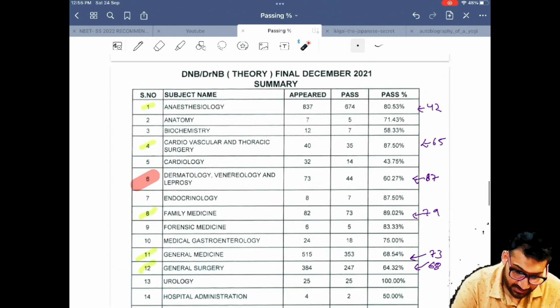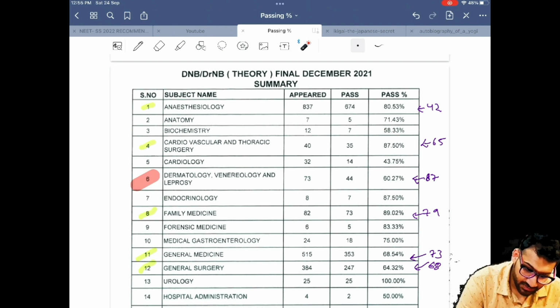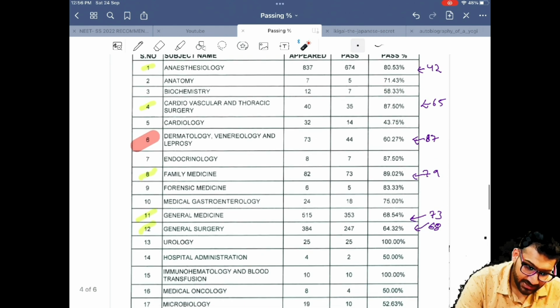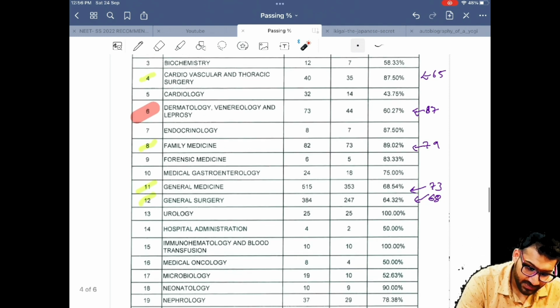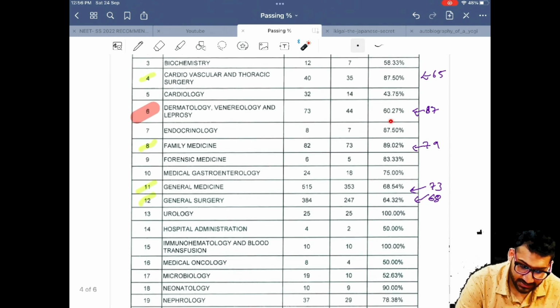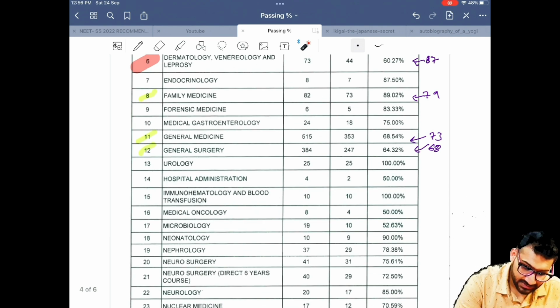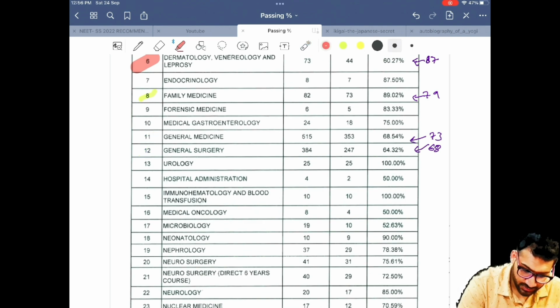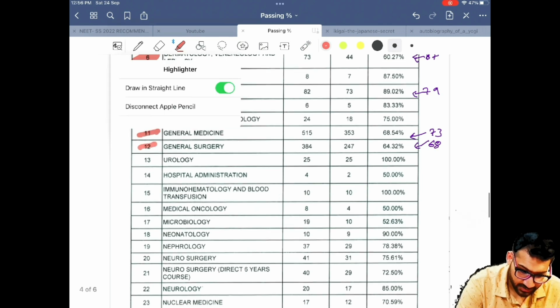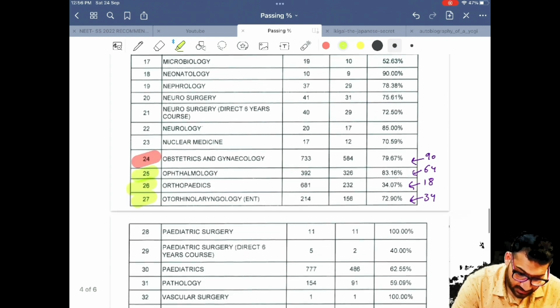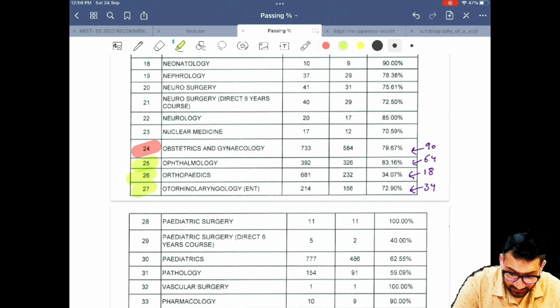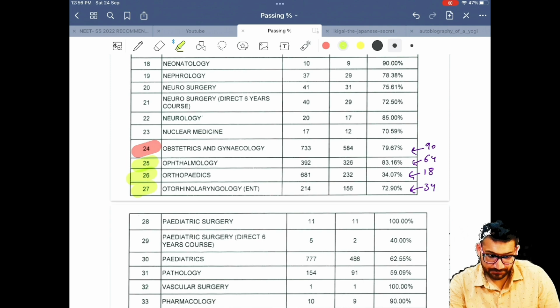So in anesthesia, the passing percentage in theory has increased from 42 to 80%. In thoracic surgery, it has increased from 65 to 87%. In dermatology, it has reduced from 87 to 60.27%. In both general medicine and general surgery, it is almost the same, not increased, not decreased. Let's talk about obs and gyne. Obs and gyne, there is a decrease of 10% from 90% to 80%.